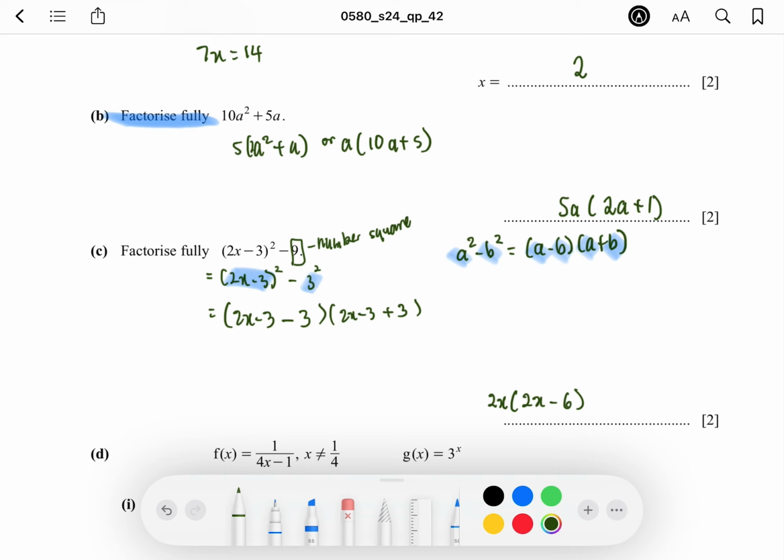Why? Look inside the bracket. What are the terms? 2x minus 6. Which means both of these terms have a common factor. So not yet. What's the common factor of 2x and 6? 2. So that means this is not the final one. So the final one will be what? What will be the factor?